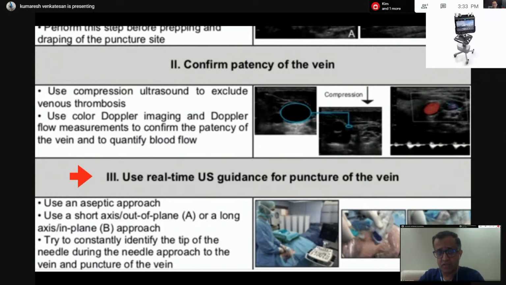for the success of this technique is to always continue to look for the tip of the needle as you approach the vein and you puncture the vein. That is the most important step in the whole procedure, I would say. And when people don't follow this, they run into complications, and that's when you either puncture the underlying artery or cause a pneumothorax. So it's very important to constantly look for the tip of the needle and follow the needle.